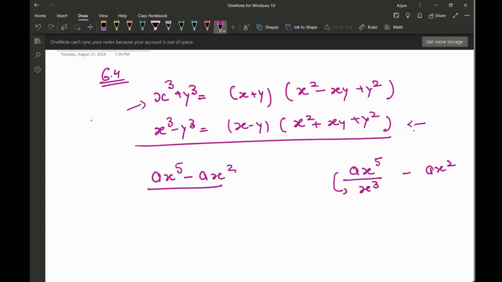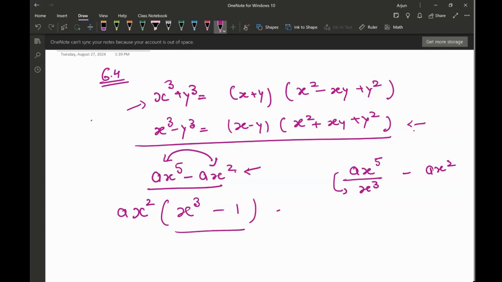But the question given to us is not in a fraction form, so that goes out of the window. The second thing that comes into the picture is, can you take something common? Between these two terms, can I take something common? Yes, I can take common x square. Actually, I can take ax square common, and the leftover will be x cube minus 1.